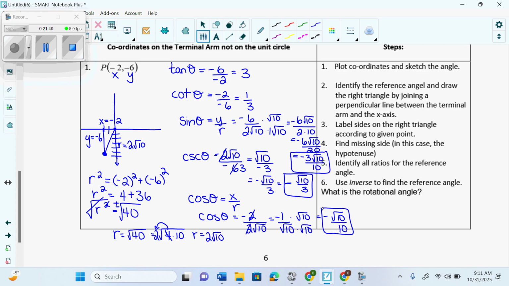Then secant, if cos is cook extra rice, secant is rice extra.